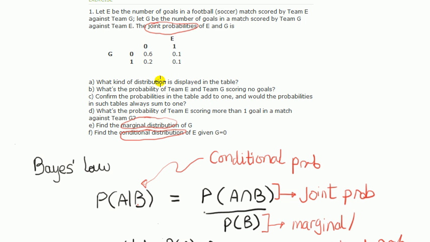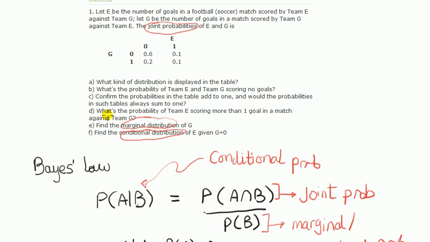Confirm the probabilities in the table add to 1. Clearly they do. Would this always be the case? Yes, because we know that probabilities add to 1. By adding to 1, I mean it adds to 1 if we add up the probabilities of all possible outcomes, that we know it must come to 1.